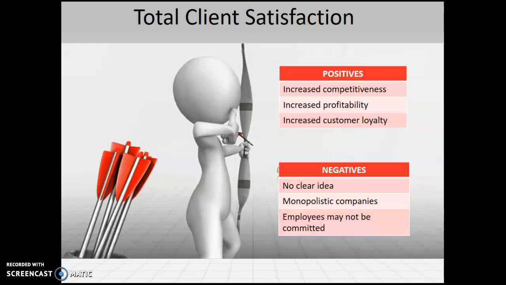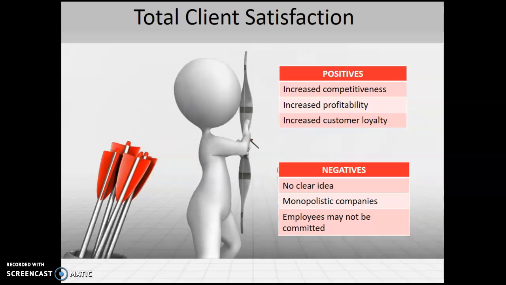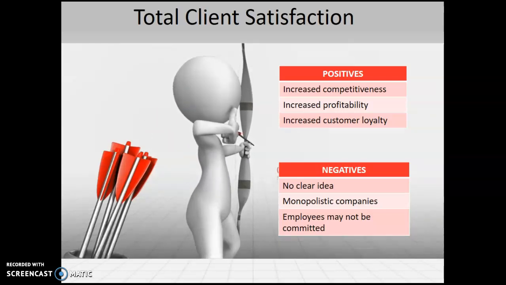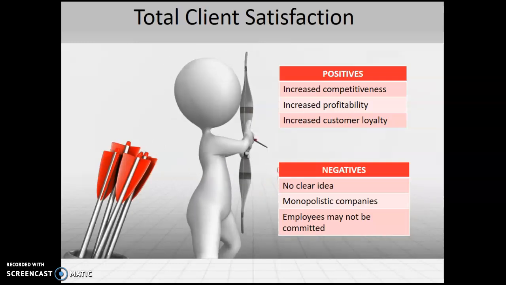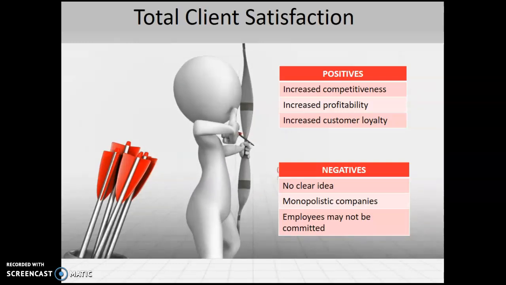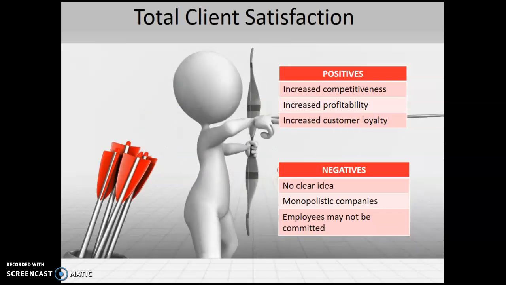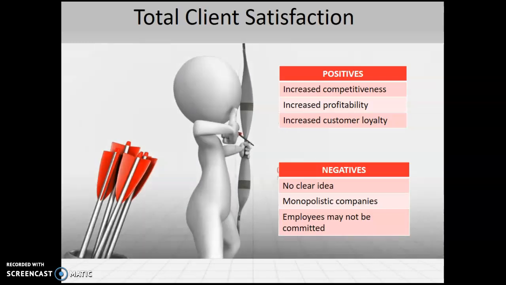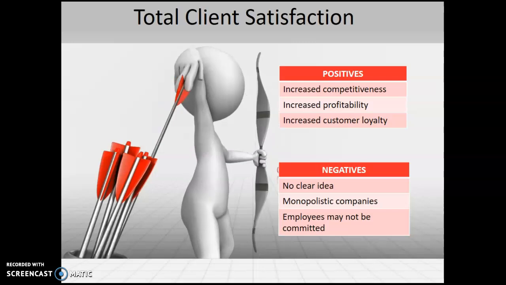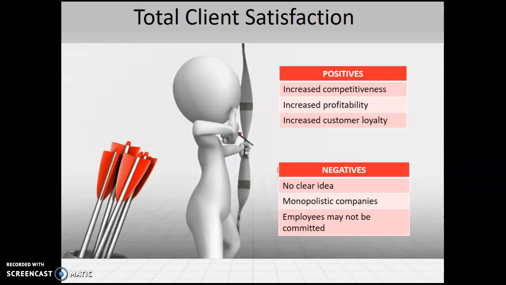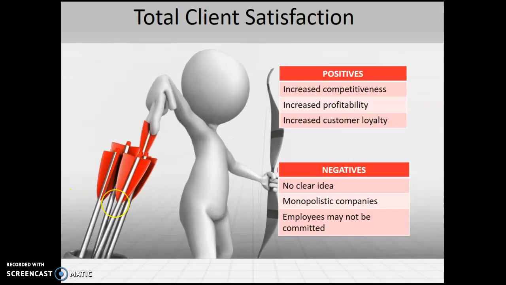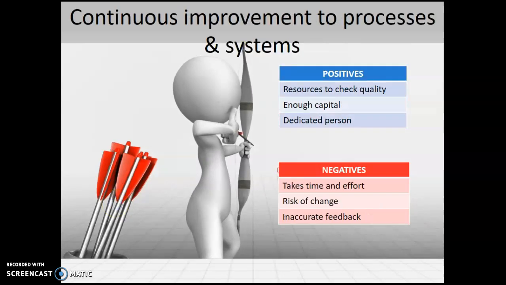Monopolistic companies have increased bargaining power because you're forced to buy from them, as they do not necessarily have to please customers. So your hands are tied and you simply just support them because that's the only place you can get the product or service that you need. Not all employees may be involved or committed to total client satisfaction. They just may not be interested in making sure that their clients are happy.